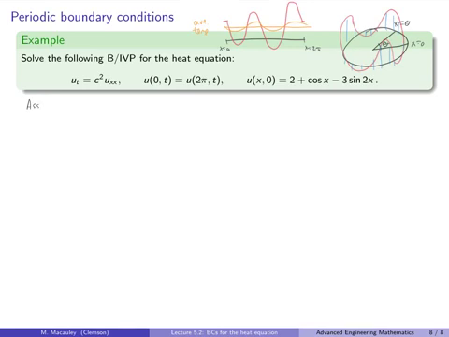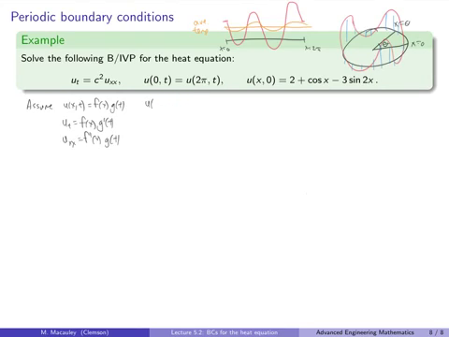Okay, let's solve this. So as before, we're going to assume that there is a solution of the form f of x g of t. Let's take derivatives and plug it back in. So ut equals f of x g prime of t, and uxx equals f double prime of x g of t. Now, we don't have zero boundary conditions here. We have these things, and let's see what those entail.